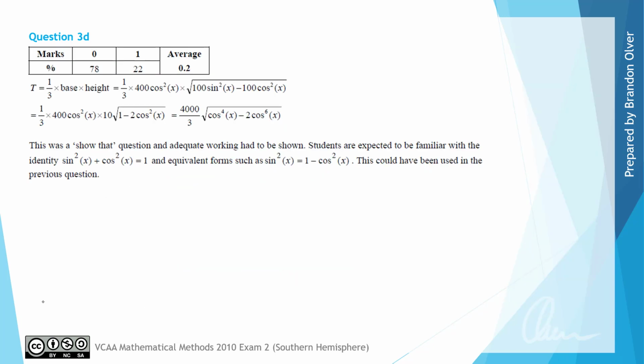From the examiner's report, we can see that 22% of students got this question correct, and that this was a show that question and required adequate working to be shown to get that mark. Now, based on how the calculator presented answers for me in this question, we didn't actually need to use what the examiner references next, but the examiner says that students are expected to be familiar with the identity sine squared of x plus cos squared of x equals 1, as well as equivalent forms such as sine squared of x equals 1 minus cos squared of x.